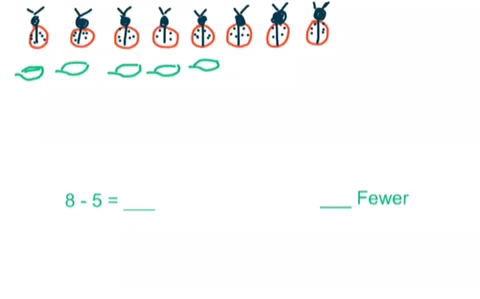They have, again, 8 ladybugs. This time there are only 5 leaves. They match them up to compare them, and they can see that there are more ladybugs than there are leaves, but I want to know how many fewer leaves there are this time. So they would look and see, oh look, there's 1, 2, 3 ladybugs without leaves, so there are 3 fewer leaves than ladybugs.